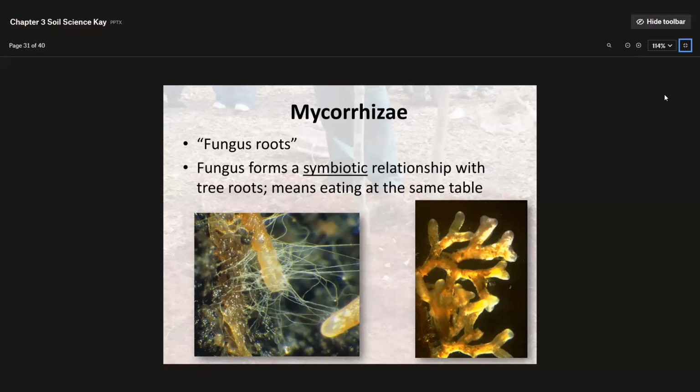And this can really help a tree who's had issues with construction damage where the soils have been altered to put this mycorrhizae back, right? Because it's going to help the tree pull more water, which it's going to need to survive, right? So it's very beneficial, and just keep that in mind. That's what mycorrhizae does, right? But symbiotic means it's eating at the same table.